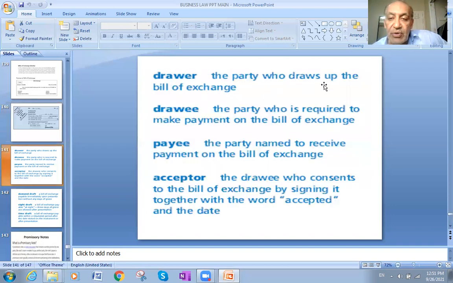The drawer, the party who draws up the bill of exchange. I owe you, and the drawer. The drawee is the party who is required to make payment on the bill of exchange. Okay, so you have to pay for me. So you are the drawee who has to pay for me. The party who is required to make payment on the bill of exchange. Okay. The payee, the party named to receive payment on the bill of exchange.